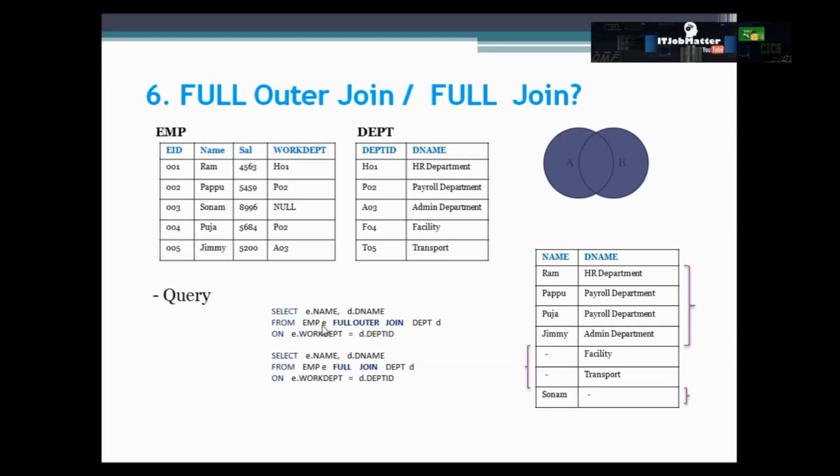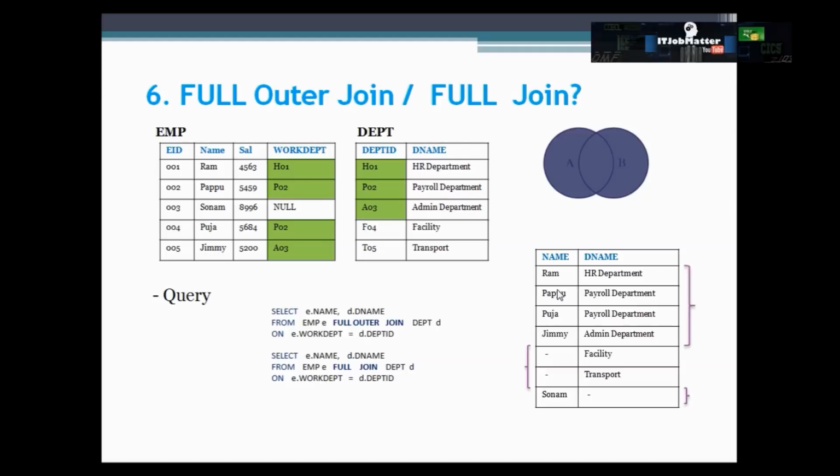Here I have mentioned two queries, but both of these queries will return the same result set, which is here. In the result set you can see that these four employees' department IDs have matching department IDs in the department table. So these four rows are coming in the result set.